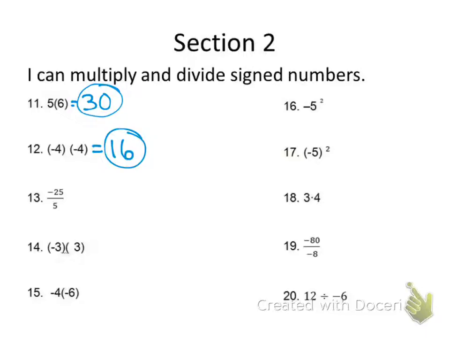Good, okay. Number 13, we have a negative 25 divided by positive 5. That's a negative. When you have one of each, your answer is negative 5. Very good. Number 14, one of each again. Negative times a positive. Both 3s. Negative 9. Very good. And number 15, we have negative 4 times negative 6. Positive 24.